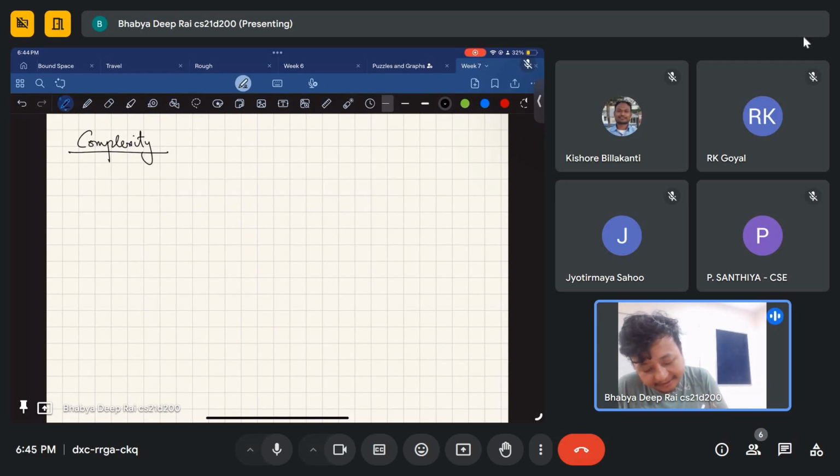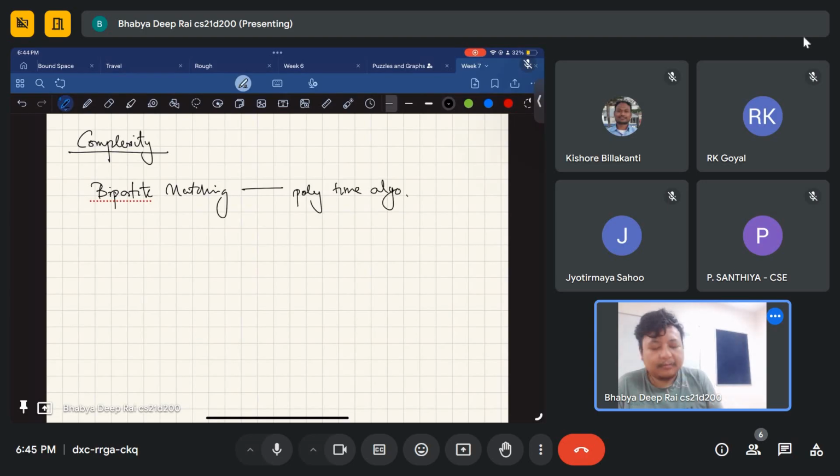For example, maximum flow. Okay, I'll write bipartite matching. We saw that using flows we can come up with a polynomial time algorithm. Right? Bipartite matching we saw in polynomial time we can get an algorithm.